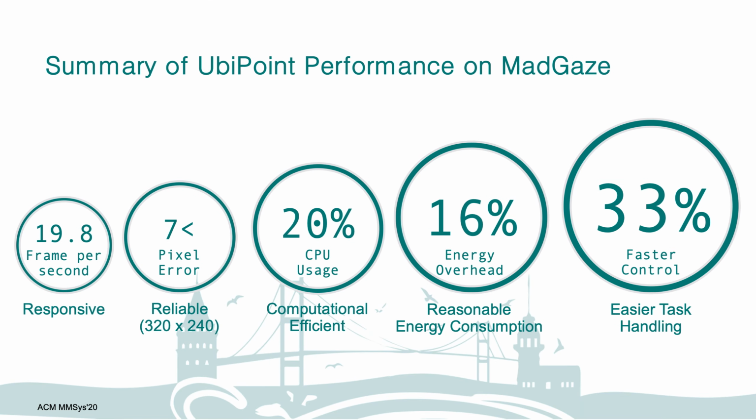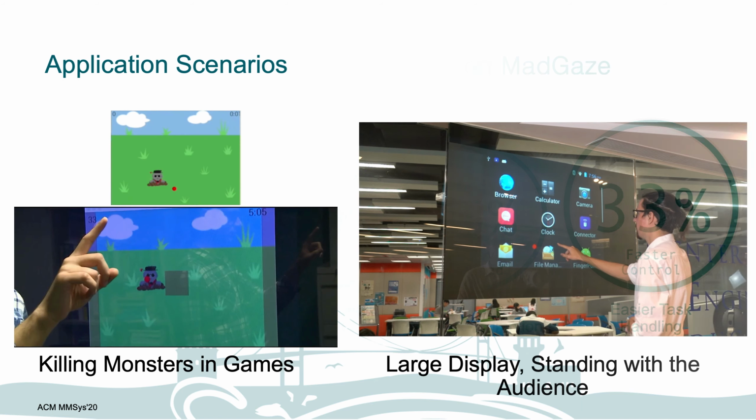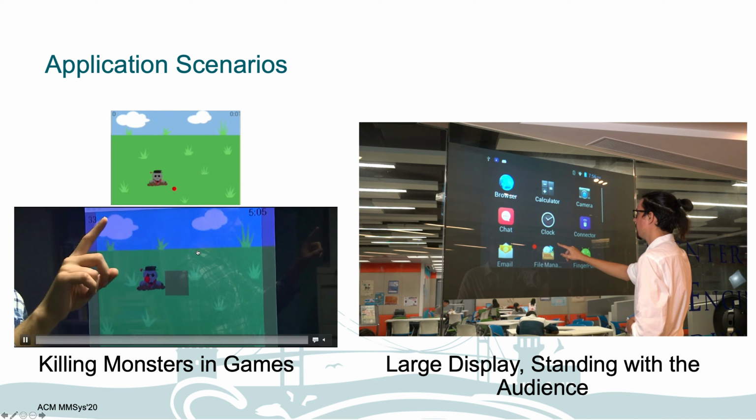And here's the summary. UbiPoint is responsive, reliable, and computationally efficient with reasonable energy consumption. And UbiPoint helps users handle their tasks more easily. And before we go to the conclusion, we show 2 application scenarios: killing monsters in a game, and also a large display standing with the audience.